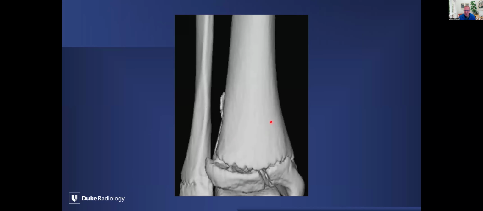All right, so here is a 3D volume rendered image of the distal tibia and fibula, different patient. And this is our Salter-Harris 4 fracture, where it involves the epiphysis, the physis, and the metaphysis. And this is actually another term for this type of injury, a triplane fracture. So we have the first plane, the second plane across, and then the third plane involving the metaphysis.